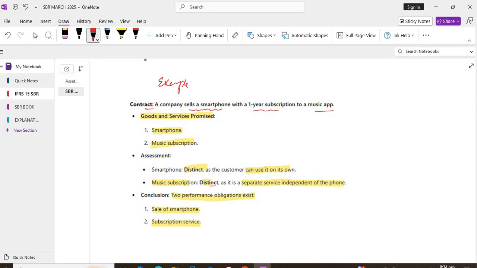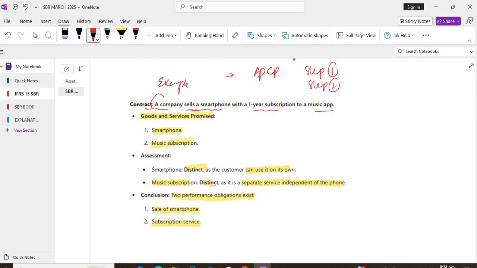So here we have to review the contract. First you have to understand whether it meets the criteria of a contract or not. We have already discussed that, APCP: A for approval, P for payment terms, C for commercial substance, and probability of payment. Once you pass this step number 1, then you will move to step number 2, and that is identification of the performance obligation, separate performance obligation.